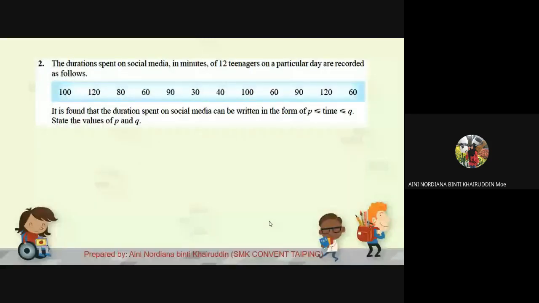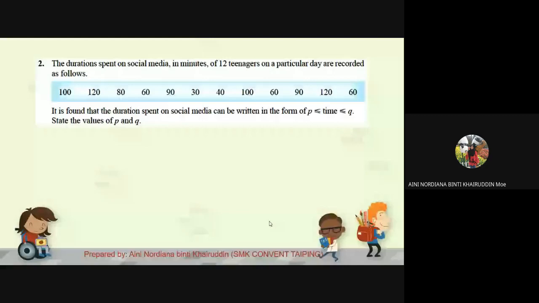Okay, next question number 2. It is found that the duration spent on social media can be written in the form of time greater than or equal P, less than or equal Q. State the value of P and Q. So P is actually the lowest value and Q is the highest value. So P equals to 30, Q equals to 120.